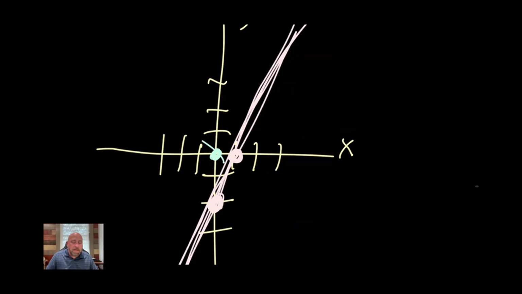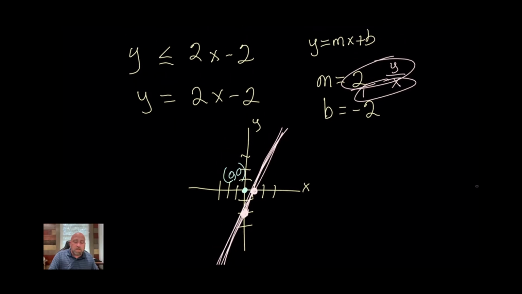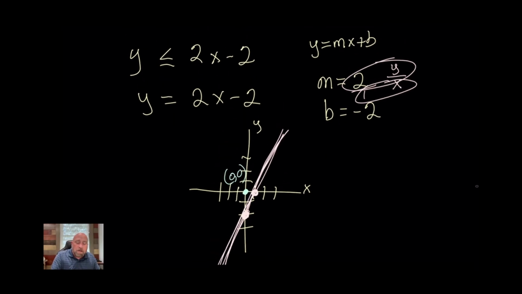Okay, hopefully that makes sense to you. This is our test point, just like we've been having test points. So I like to choose 0, 0. That's an easy test point, 0, 0. Okay, now sometimes the line runs directly through 0, 0, so you have to pick something else, but I like to pick 0, 0 if I can. So what I'm going to do is come back up here to my original inequality, and I'm going to substitute x equals 0 and y equals 0 because that's my test point.